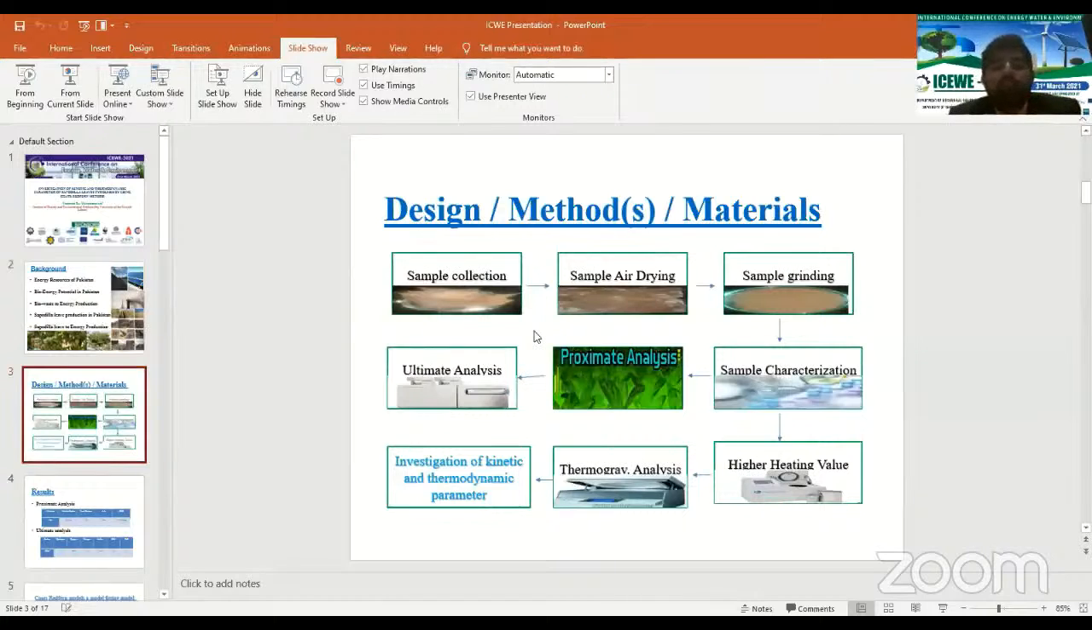Sample characterization was performed by proximate analysis, in which its moisture content, volatile matter content, ash content, and fixed carbon content were measured. In ultimate analysis, its carbon, hydrogen, sulfur, nitrogen, and oxygen content were measured using an elemental analyzer. After that, its higher heating value, the gross calorific value, was measured using a bomb calorimeter. After that, thermogravimetric (TG) analysis was performed at 4 different heating rates, 10, 20, 30, and 40, in an inert atmosphere with a nitrogen flow of 3.5 liters per minute. And after that, from TG analysis, its kinetic and thermodynamic parameters were investigated by using different models.